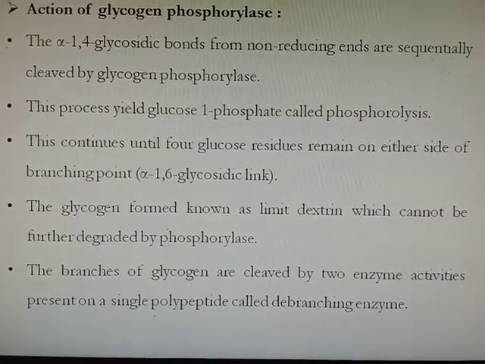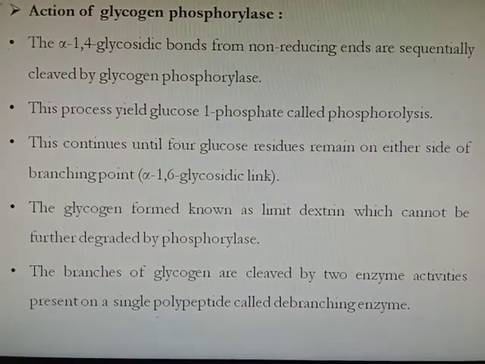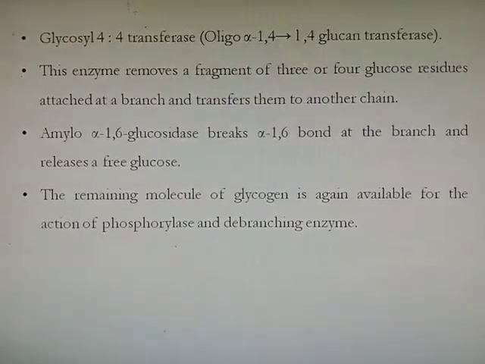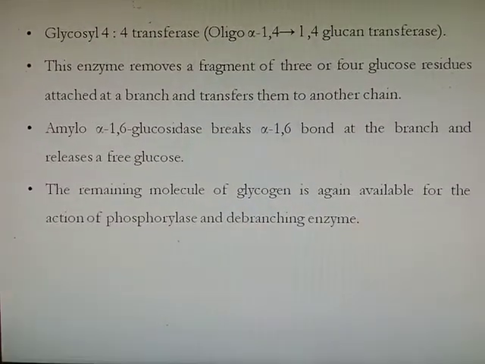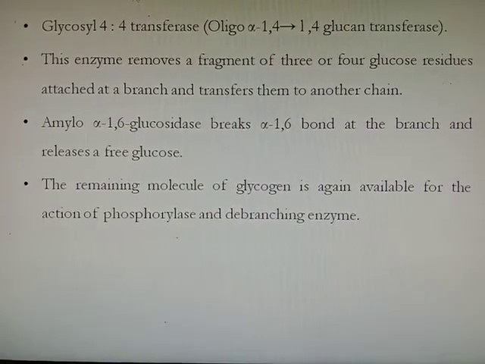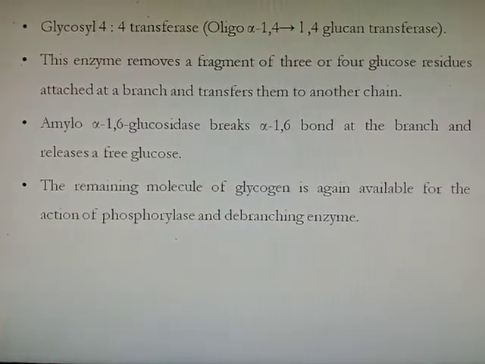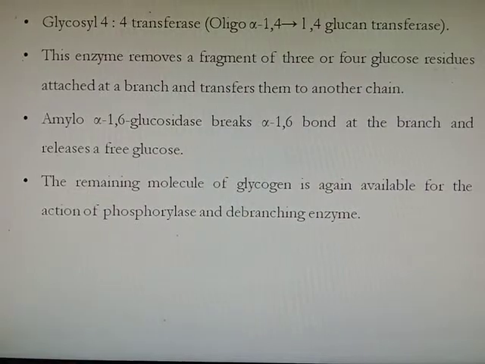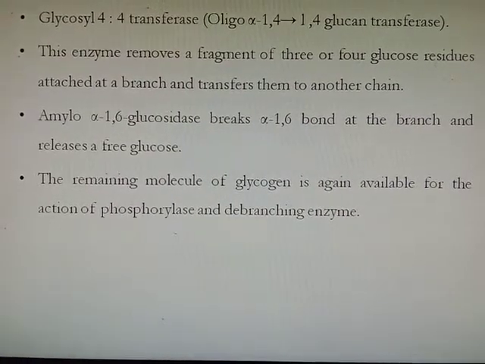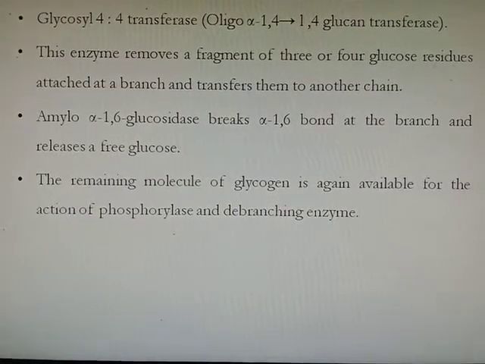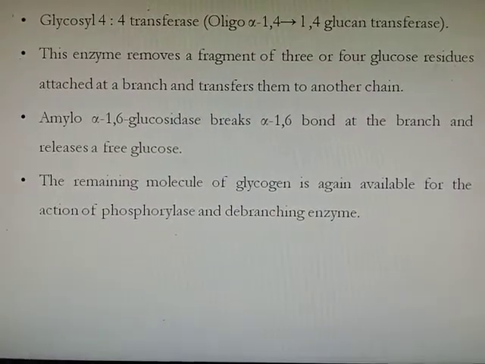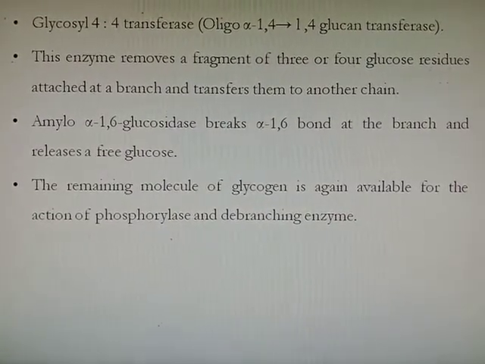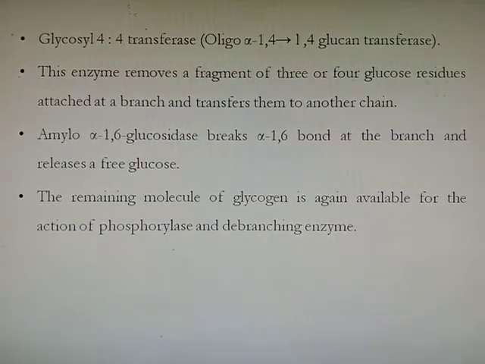The branches of glycogen are then cleaved by 2 enzyme activities present on a single polypeptide called debranching enzyme. The glucosyl 4,4 transferase, also called oligo alpha 1,4 glucan transferase, removes the fragment of 3 or 4 glucose residues attached at the branch and then transfers them to another chain. Then amylo alpha 1,6 glucosidase enzyme will break the alpha 1,6 bond at the branch and release free glucose. The remaining molecule of glycogen is again available for the action of phosphorylase and debranching enzyme.